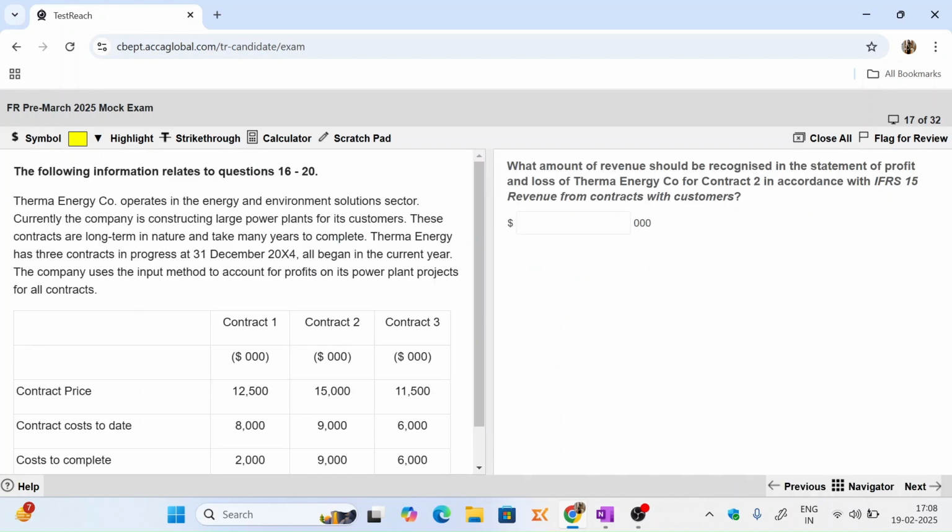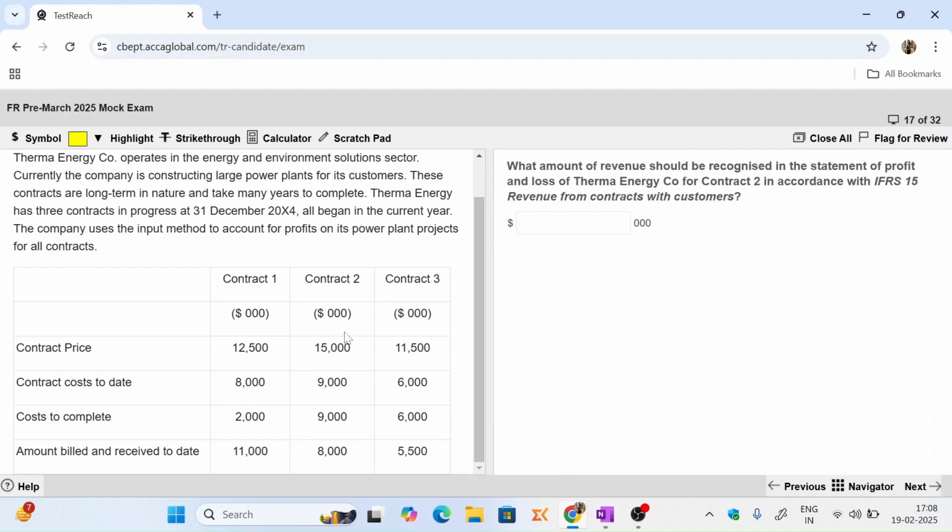This question wants you to talk about what amount of revenue should be recognized in the statement of profit and loss of Therma Energy Company for contract 2 in accordance with IFRS 15. So now we are going to be dealing with contract 2. Contract 2 says the contract price is 15,000. You have incurred 9,000. You intend to incur 9,000 more.